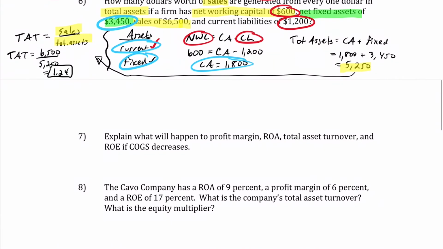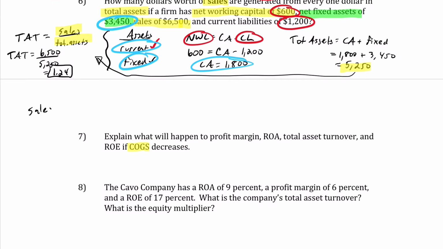Number 7 is more of a conceptual type problem, just understanding what an impact one change in values will have on financial ratios. So what will happen to profit margin, ROA, total asset turnover, and ROE if cost of goods sold decreases? Where is cost of goods sold located? Cost of goods sold is on your income statement.